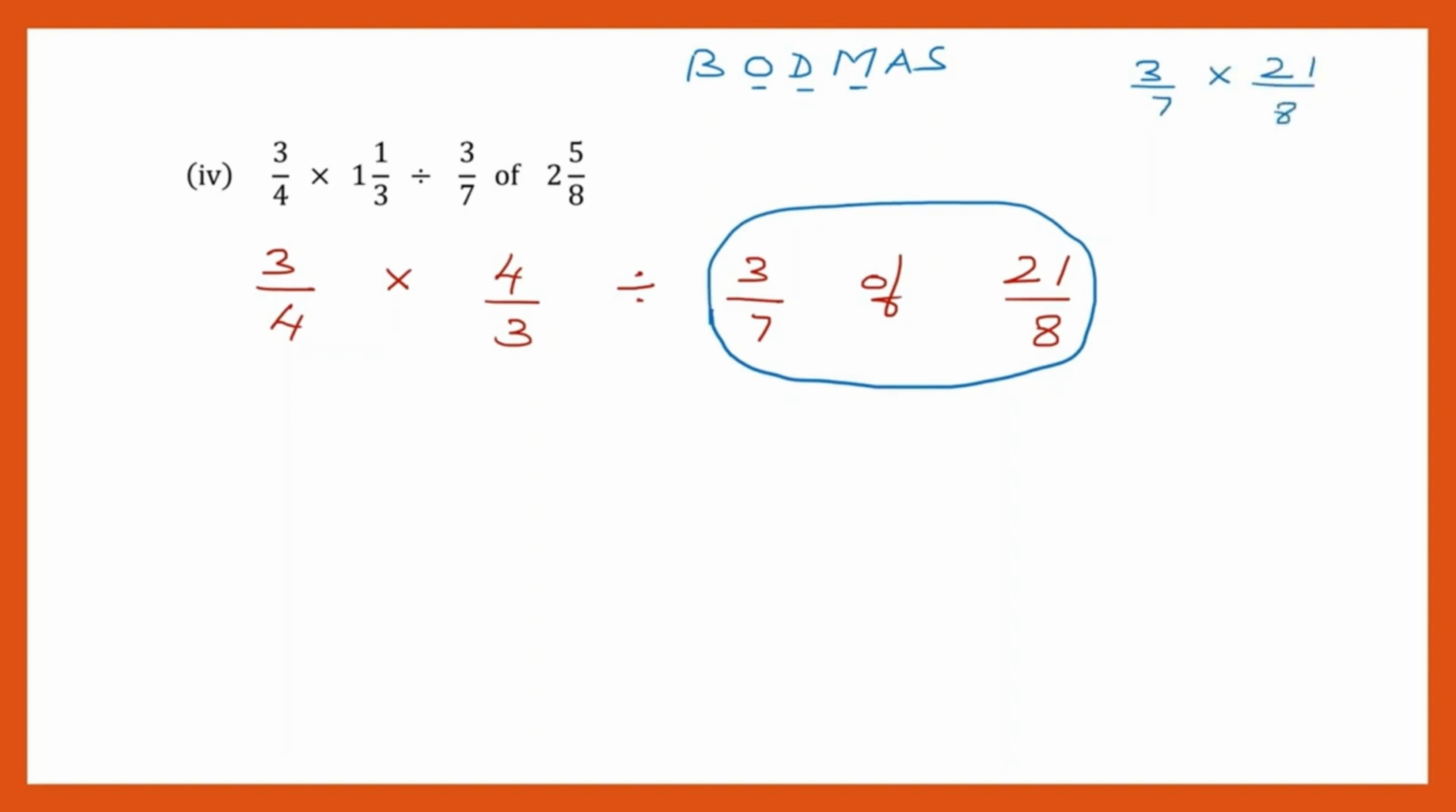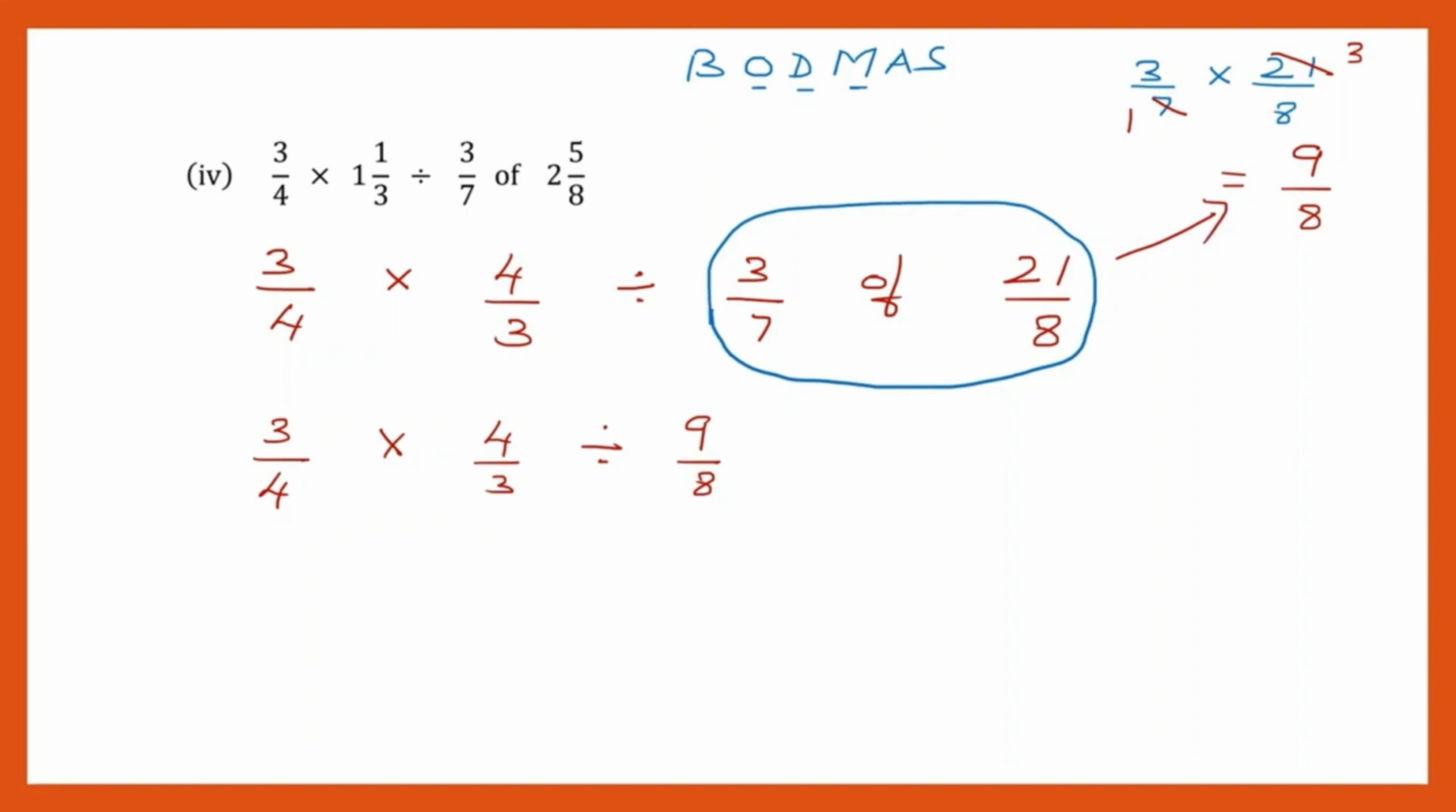I can cancel 7 and 21. 7 ones are 7. 7 threes are 21. Now multiply the numerators. 3 threes are 9 by 8. So I finished working out the first part. Let me write the sum again. 3 by 4 into 4 by 3 divided by 9 by 8. This is the answer we got, isn't it? 9 by 8. Okay, now we have two operations, multiplication and division.